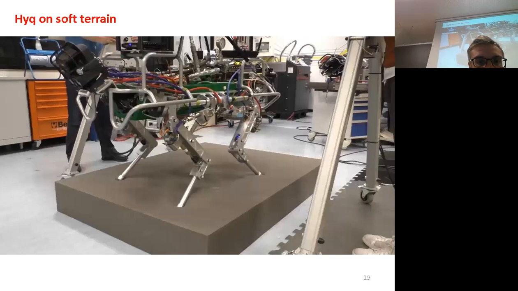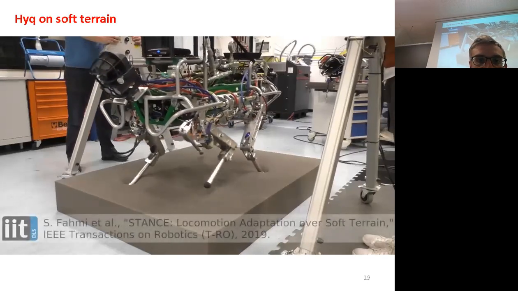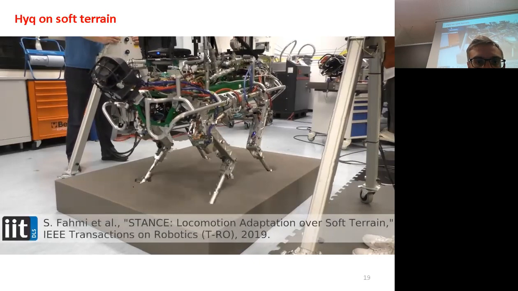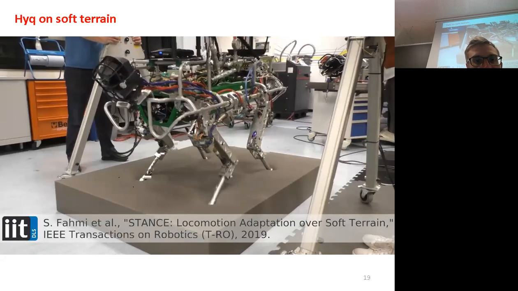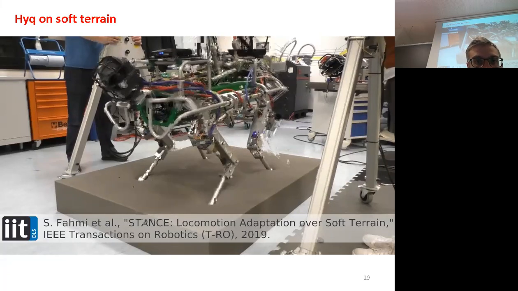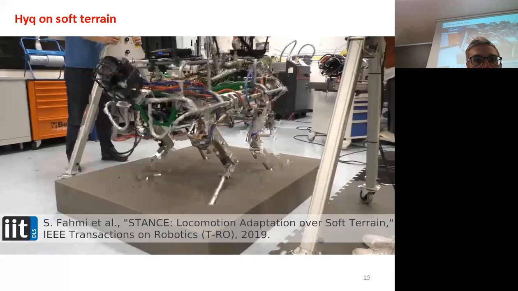And here you can see some experiments we did with iCub, trotting on a foam, and we had to, in our simulation, implement this soft terrain simulation with the compliant contact.